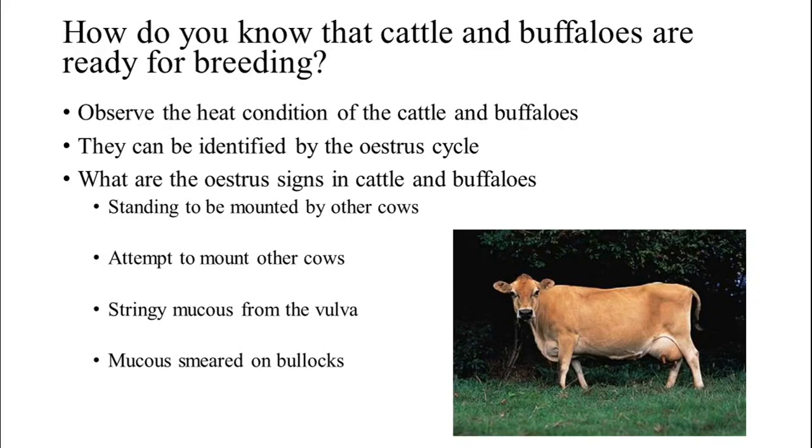The first symptom is that these cattle are ready to get mounted by the other cows. And these cows can also attempt to mount other cows. Another symptom is stringy mucus coming out from the vulva. And sometimes this mucus is smeared on bullocks.